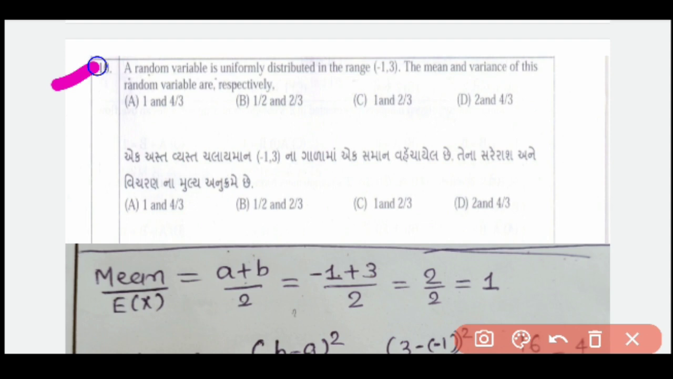Question number 10. A random variable is uniformly distributed in the range of -1 to 3. Then the mean and variance of this random variable are respectively: option A 1 and 4 by 3, option B 2 and 4 by 3, option C 1 and 2 by 3, option D 1 by 2 and 2 by 3. Then the answer is 1 and 4 by 3.